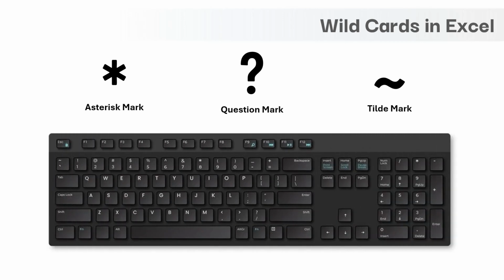three wildcards. The first is the asterisk mark. Second is question mark. The third is tilde mark. If you want to locate these wildcards on your keyboard, the asterisk is on the numerical 8 key. The question mark is on the / key. The tilde mark can be found below the escape key on the top left corner. Only thing is, we need to hold down the shift key and then press these keys to access the wildcards.